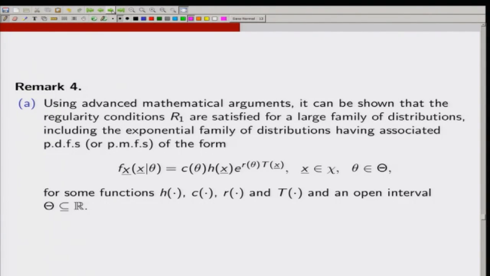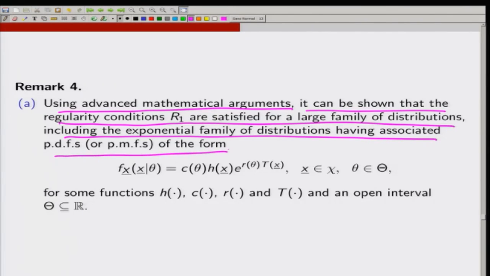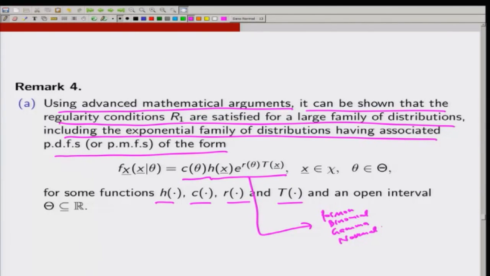Let me give this remark. Using advanced mathematical arguments, it can be shown that the regularity conditions R1 are satisfied for a large family of distributions, including the exponential family of distributions, having associated probability mass functions or probability density functions of the type c(theta) h(x) e to the power r(theta) t(x) for some functions h, c, r, and t. Now, this is a very broad class of families, and you can easily see that this includes Poisson, binomial, gamma, normal. Many distributions are covered under this model.